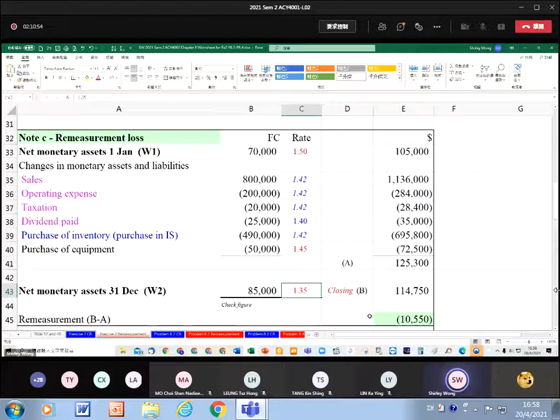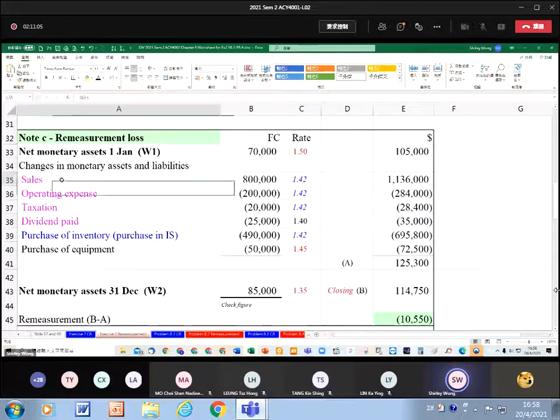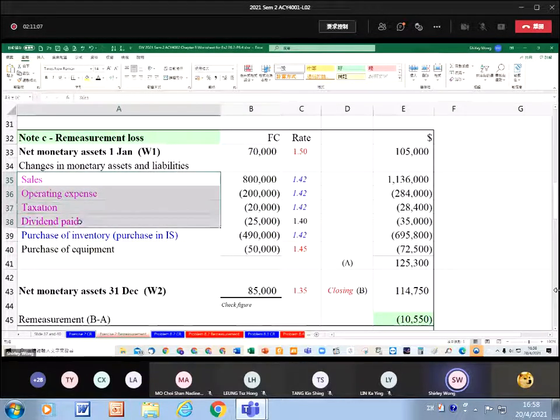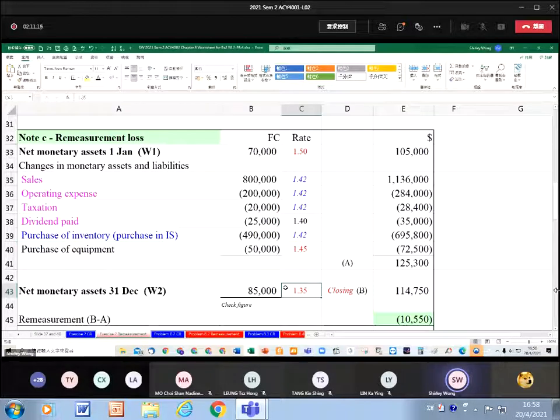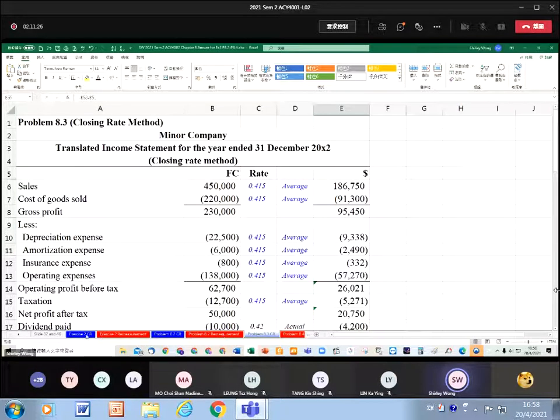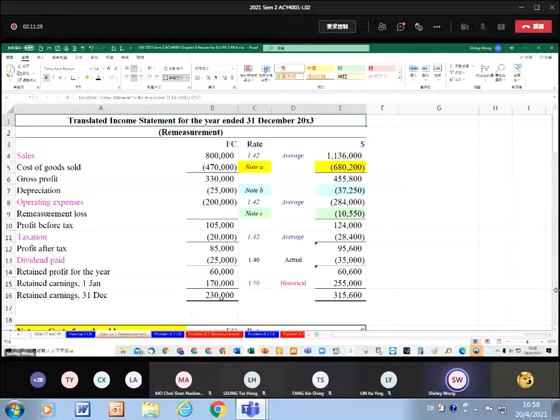So this should be the actual rate, and this should be the average rate. This is the actual rate, these are the average rate, and this is newly purchased this year. All the changes here are based on some items using the average rate or the actual rate, and our result has to be restated using the closing rate. Okay, so let me show you the answer again, and then you can check it again, right? So this is new to you.